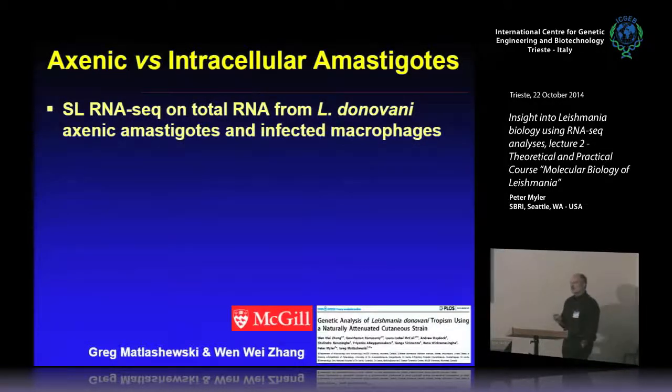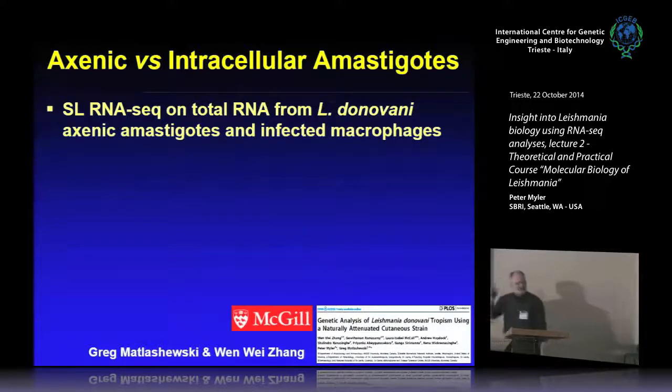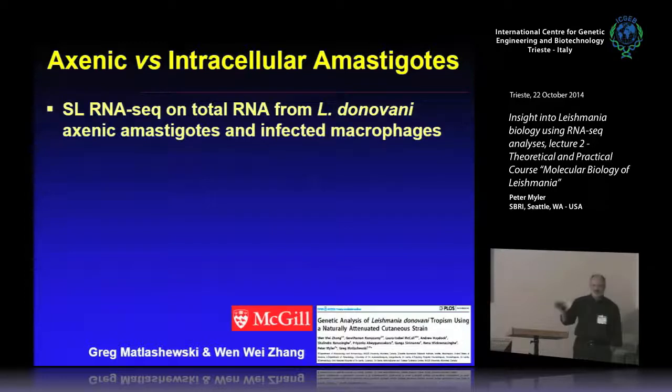Here's an experiment we did with Greg's group, looking at the difference between axenic amastigotes and intracellular amastigotes from L. donovani. As most of you know, there was debate for some time about whether axenic amastigotes were just messed up procyclics, or whether they were amastigotes. And Barbara Papadopoulou's lab had published some microarray data saying that they were quite different.